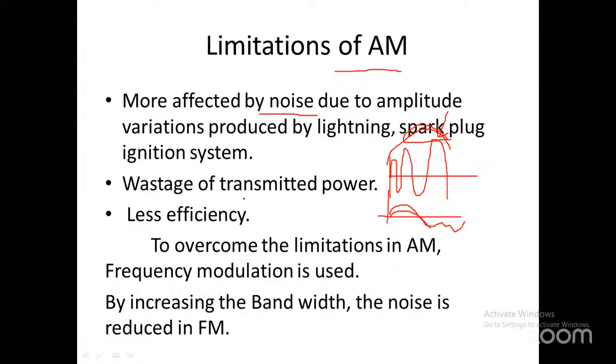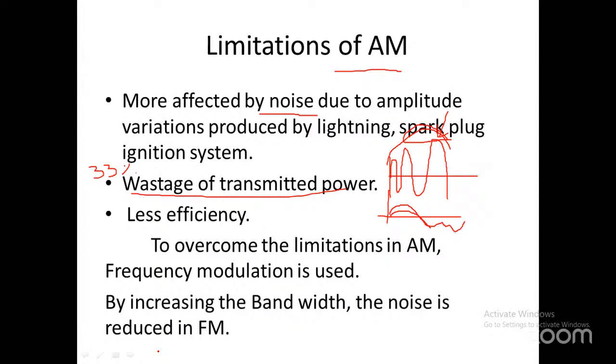Next, as the efficiency is only 33%, the power utilization is not good. The power utilization is also poor in an AM modulation system. But why do we use AM? The only reason is long distance communication, intercontinental communications, continent to continent communication, ship to shore, and shore to ship communication.